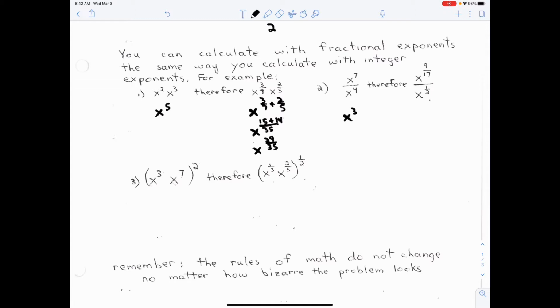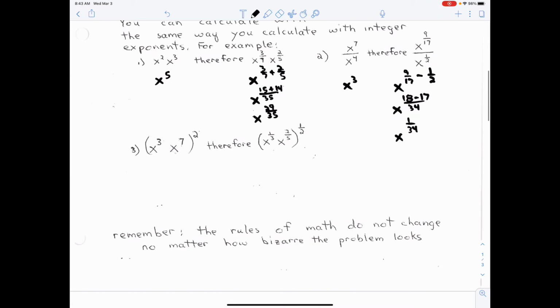So what are you going to do here? Same thing, you subtract the exponents. It's 9/17 minus 1/2. Okay, get a common denominator. So the common denominator would be 34. Multiply top and bottom of the 9/17 by 2, and you get 18. Multiply the top and bottom of the 1/2 by 17, so you get minus 17. So you get x to the 1/34 power.